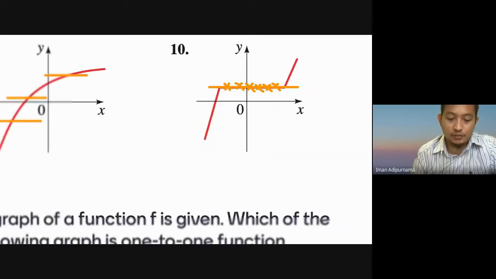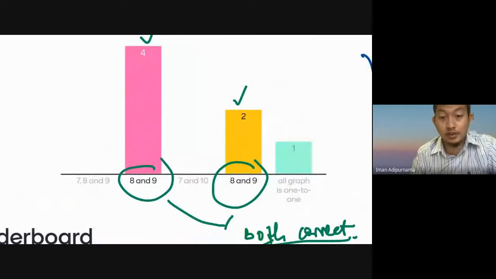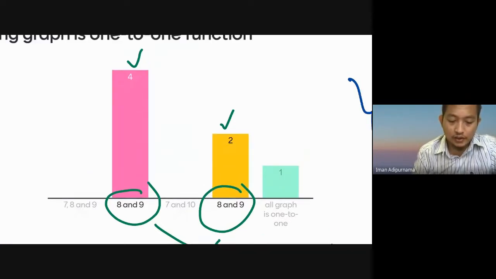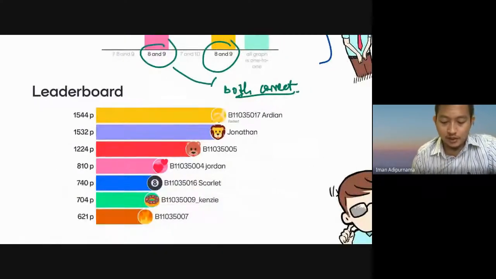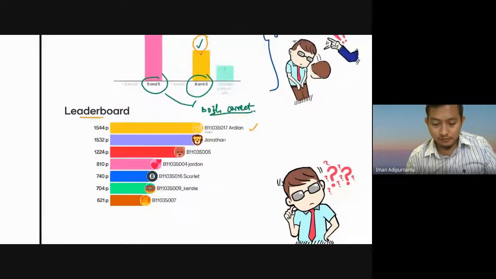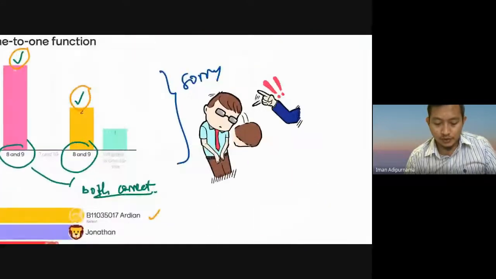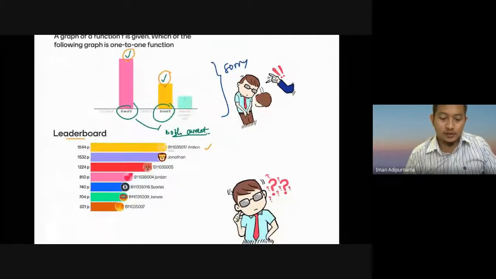So it should be 8 and 9, but because I mistakenly put two answers here, I've already corrected the system, and this will be the correct answer, these two. Okay? So 8 and 9 both are correct. So the leaderboard becomes, the winner is Arjun. So sorry for this mistake, the system.